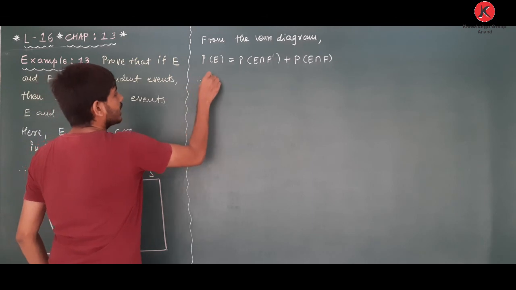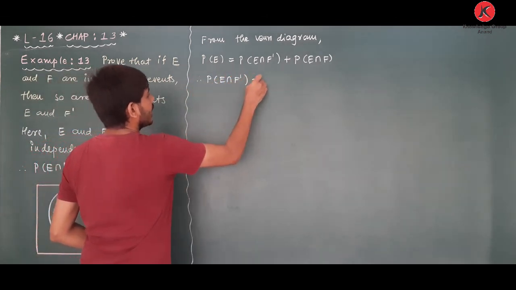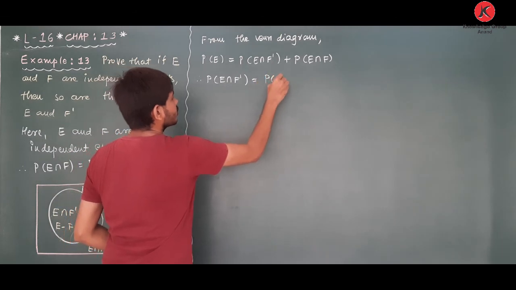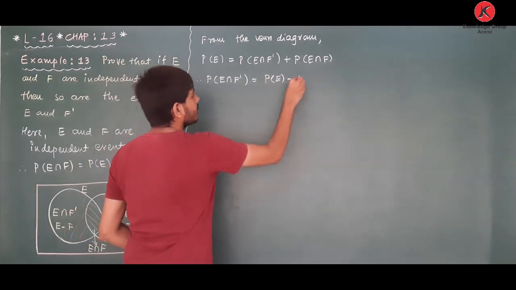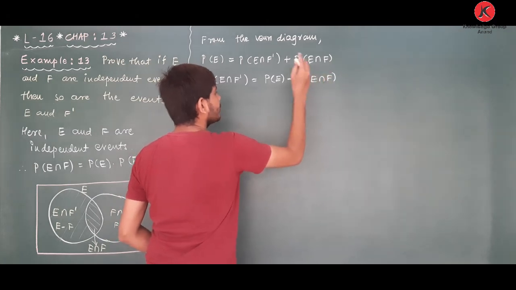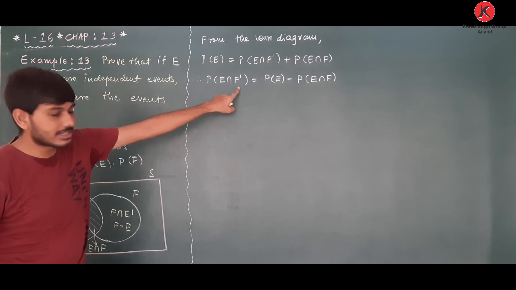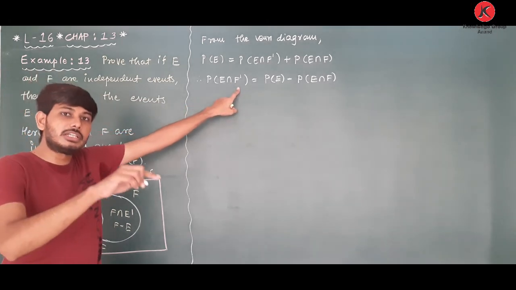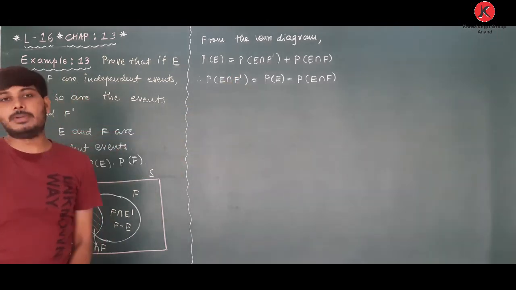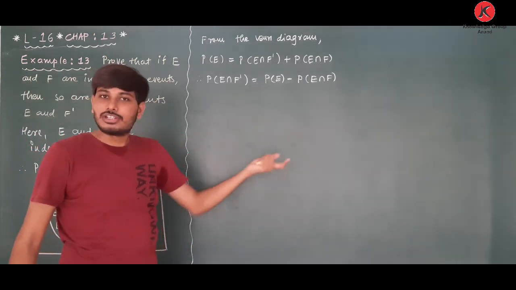Therefore we are getting the probability of E intersection F dash equals probability of E minus probability of E intersection F. Now we have to prove that probability of E intersection F dash equals probability of E into probability of F dash. How? The analogy used can solve this.